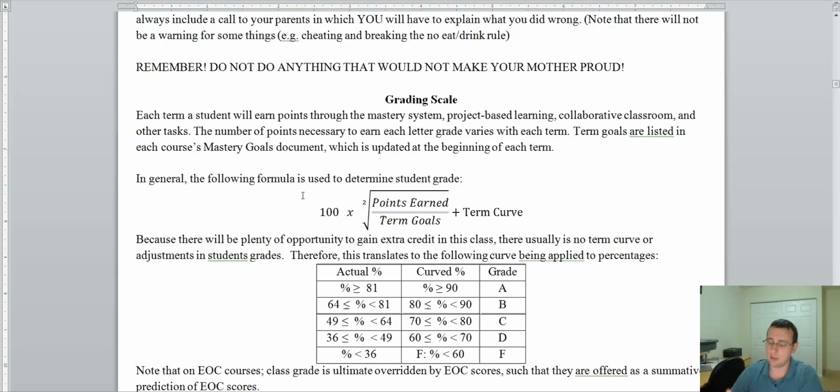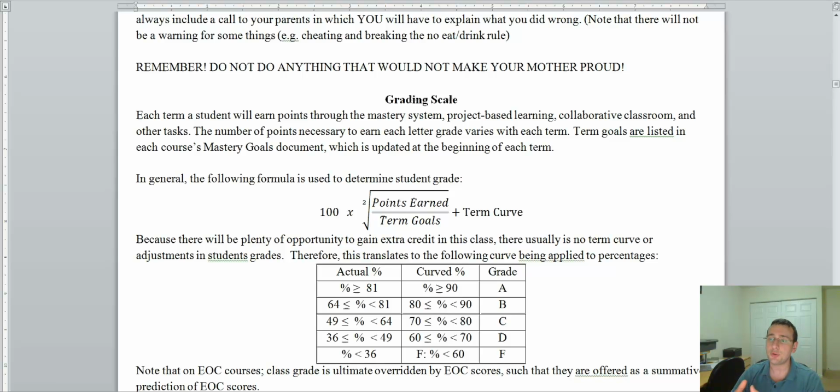Now, sometimes I'll also add a curve on top of that, depending on a lot of different things. But because of the extra credits that I just mentioned, and because there's usually ample opportunity to perform well in the class, I rarely ever give that curve for the final grade after all. Once it's decided how many topics you have to do and how many projects are a part of the grades, the term goals will stay solid, and the term curve is going to be extremely, extremely rare. Okay? Now, this actually means that grades usually translate like this.